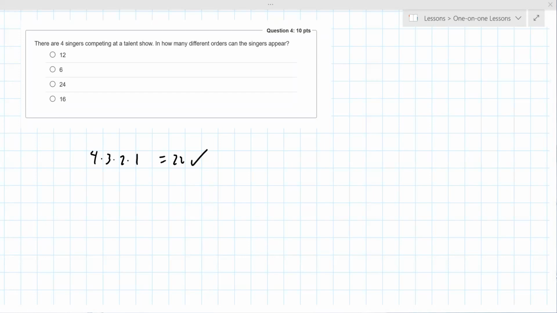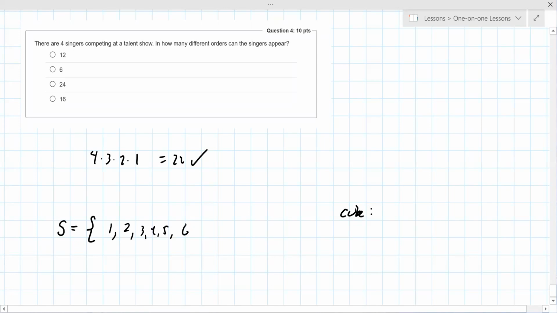All right. So the next question is kind of weird. It asks for the sample space for rolling a die or a cube. And what it's really asking is, what are the numbers on the faces of a cube usually? 1, 2, 3, 4, 5, and 6. Good.